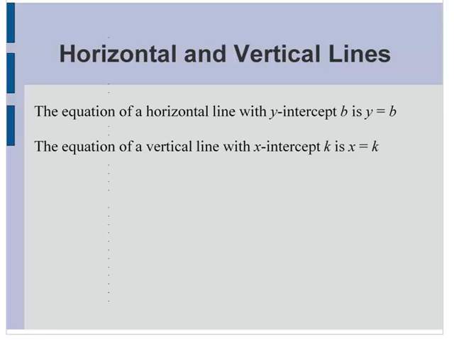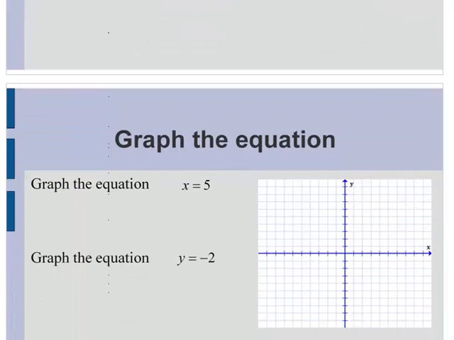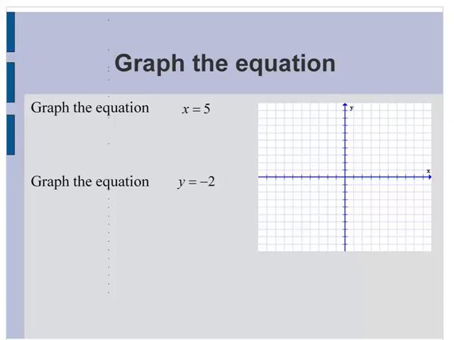So when we see these special cases, if we see just one variable equaling a number, we get one of these special lines, a horizontal or vertical line. A horizontal line will have y equals a number. A vertical line will have x equals a number. So try a couple. Now would be a good time to pause and graph these equations.